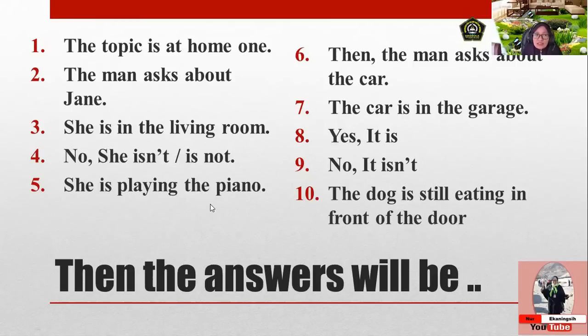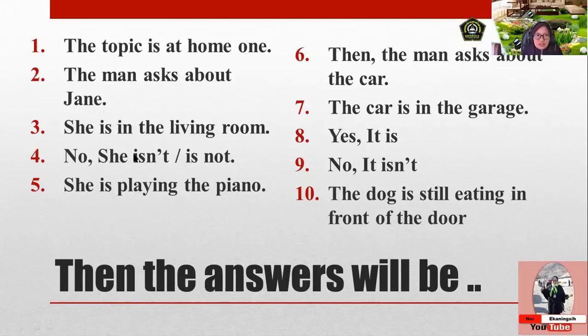Okay, number one, the answer is the topic is At Home 1, because the speakers here say At Home 1. Maybe there is At Home 2, because we have a different topic for each conversation. And then the second answer, the man asked about Jane. The man here is only one person, not more than one. The man asked about Jane. This is the second answer.